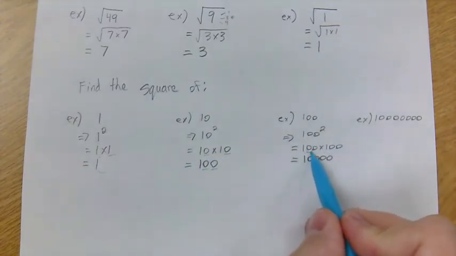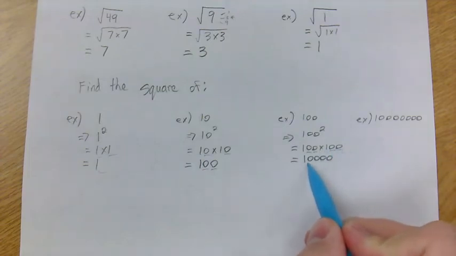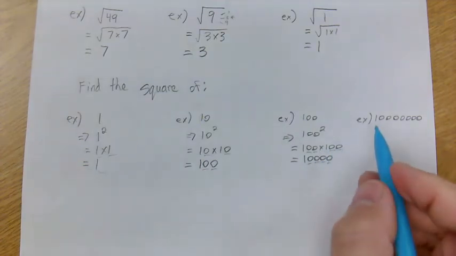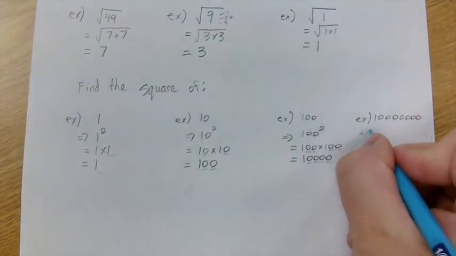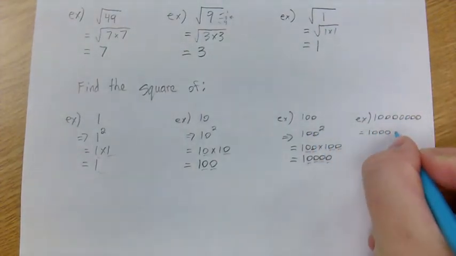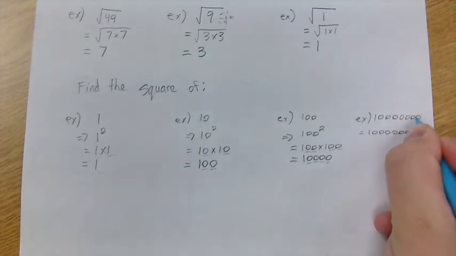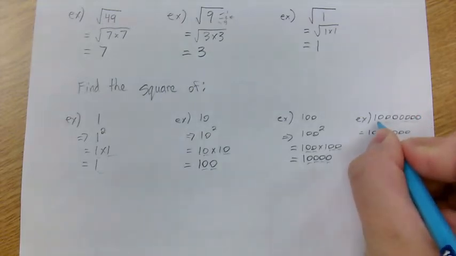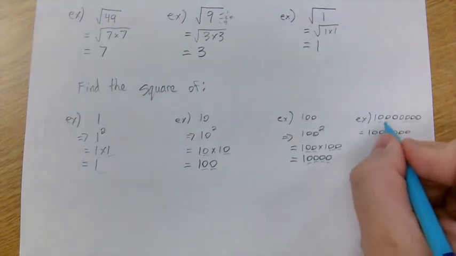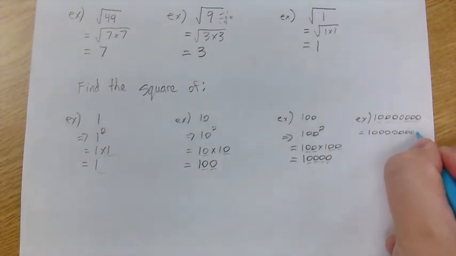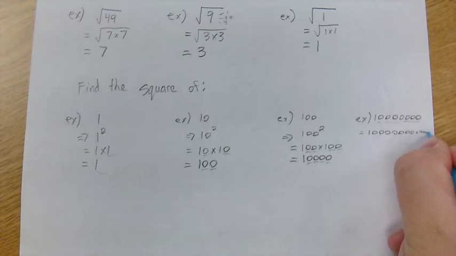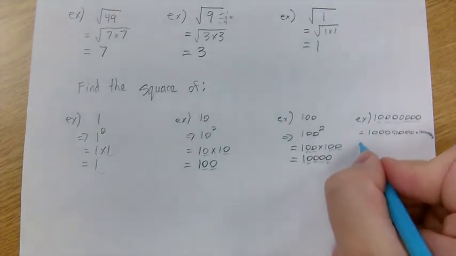How many zeros here? 1, 2, 3, 4. How many in the answer? 1, 2, 3, 4. So looking at this more difficult one at the end here, this is going to be the same. What we're looking for here is, what is it? 3, 3, 1. So this is 10 million. One more. Times itself. Sorry, I ran out of room. There we go. 10 million times 10 million.